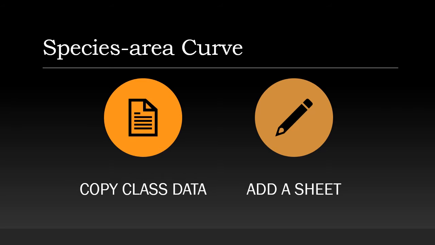So what you need to do is go and copy that class data and make yourself an Excel workbook, and then make a sheet that you're going to use for generating a species area curve. I'm going to show you an example. I don't have the whole class data yet, so I've made up a data set that I'll use to show you what I mean.